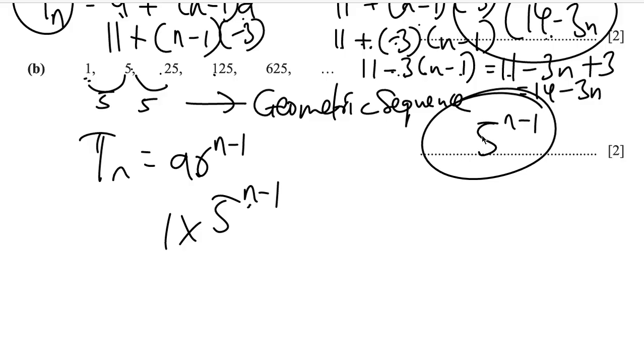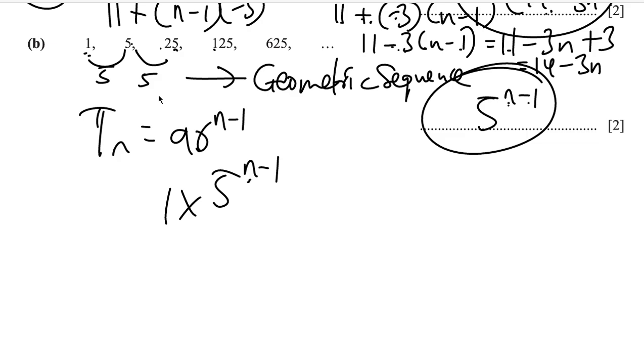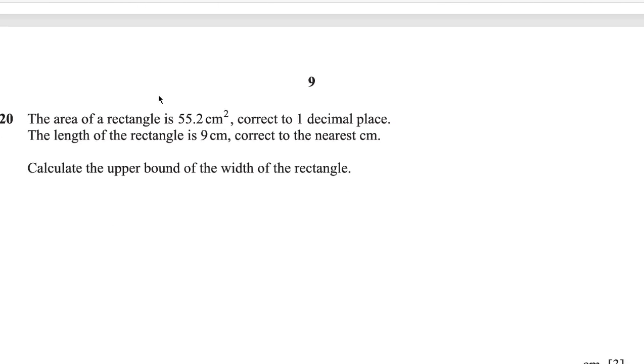So if maybe we're looking for the third term, we substitute 3 into this. 3 minus 1 is 2, right? So 5 squared is 25. And that's the third term here. So that's it. Okay, last question.